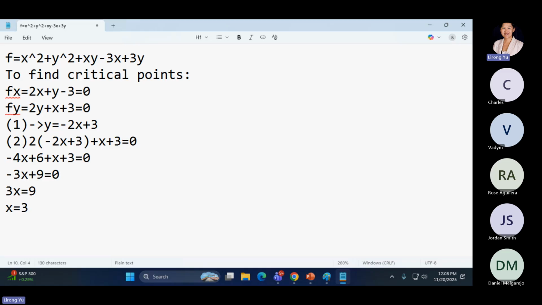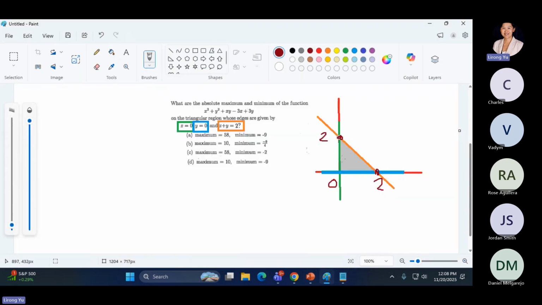So even if this function has a critical point, it's not inside the triangle. Let's see if I made any calculation error. y equals negative 2x plus 3. So negative 2 times 3 is negative 6, plus 3. So y equals negative 3. And then see if it satisfies both of these equations. So our critical point is 3, negative 3, which is not inside the triangle. So that also indicates our maximum should happen somewhere along the edges.